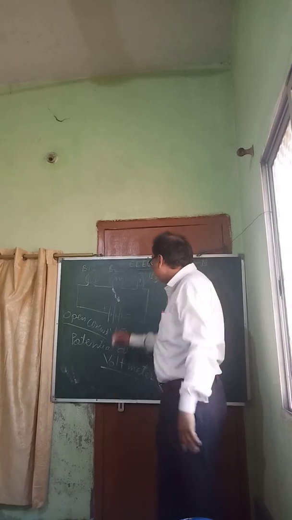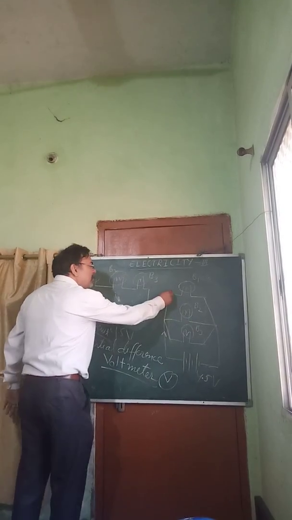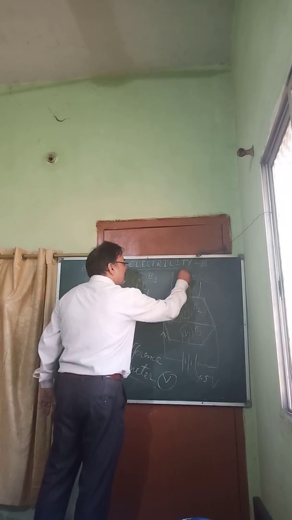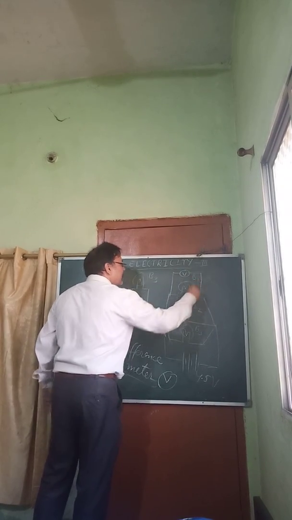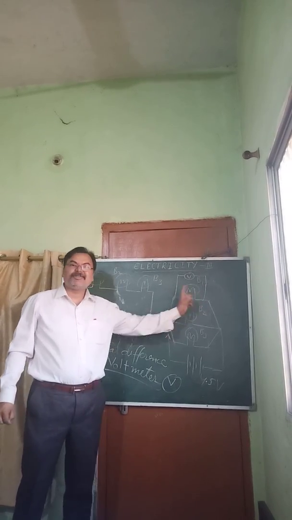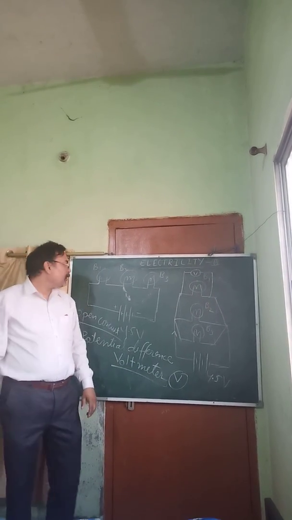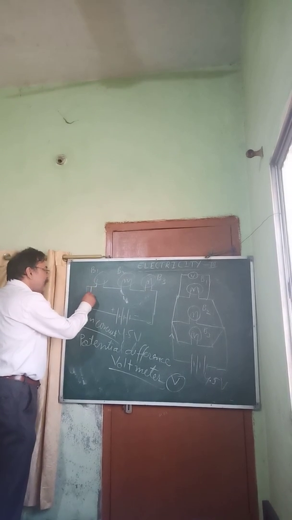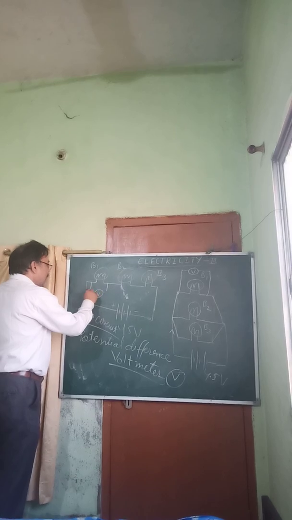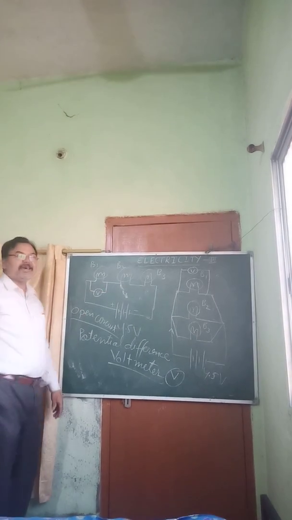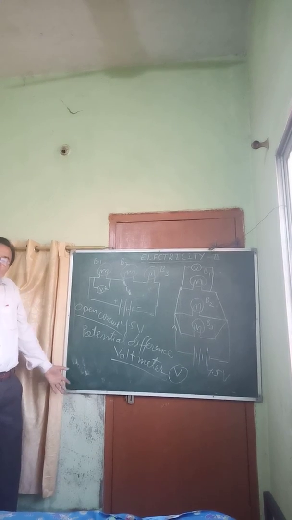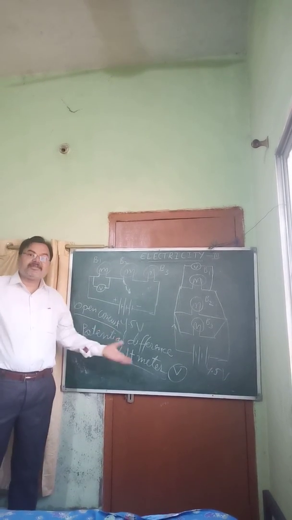If it is a bulb, suppose this is a bulb and you want to measure the potential difference across this, you have to connect it like this in parallel. Only then it will be able to measure the potential difference across this. Okay. Here also, if you want to measure the potential difference across this bulb, you have to connect it like this. That means it is always connected in parallel. Now the question arises, why is it connected in parallel? Because it is a high resistance device.